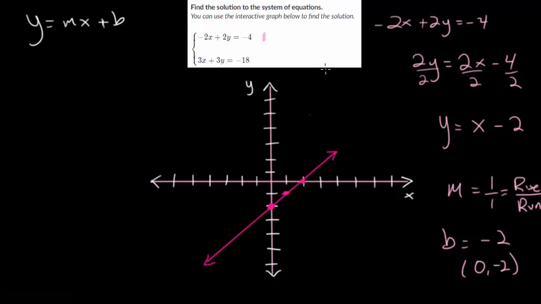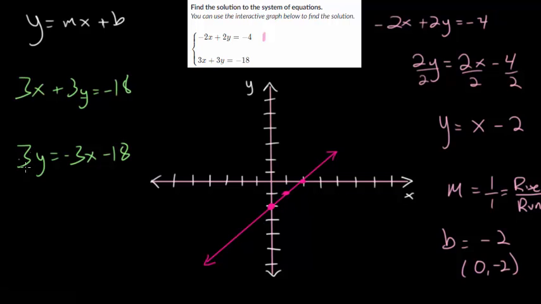And at this point, let's try and look at the other one. So I'll use green for that. So we have 3x plus 3y equals minus 18. We want to get y by itself, so we're going to subtract 3x on each side. So 3y equals minus 3x minus 18. And then to get rid of the 3 attached to the y, since we just want y equals, we'll divide everything by 3.